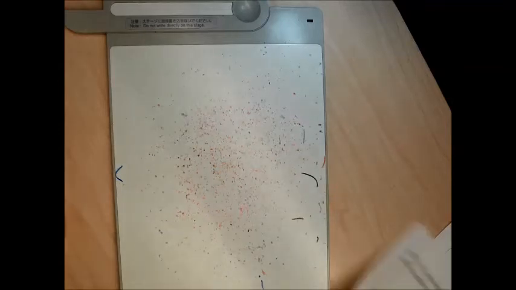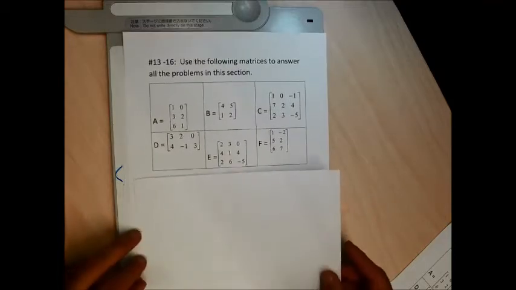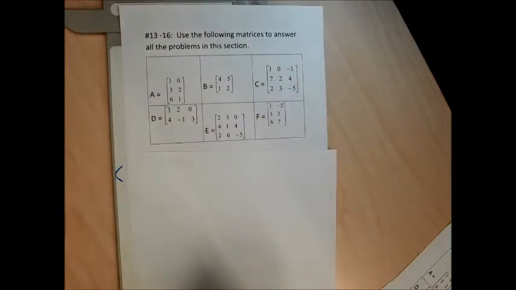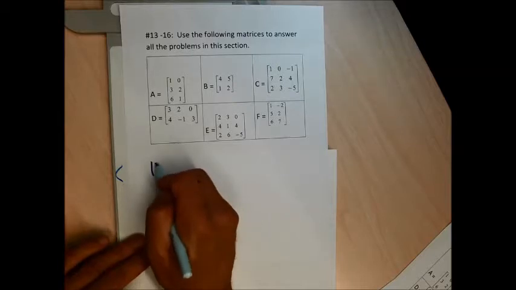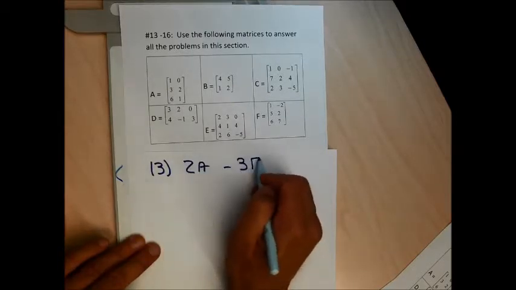All right, the next problems, you can do them all on your calculator on the test if you care to, or you can do them by hand. I'll do them both ways. So for 13, I need to do 2A minus 3F, easy enough to do. For 13, it asks me to do 2 times matrix A minus 3 times matrix F.